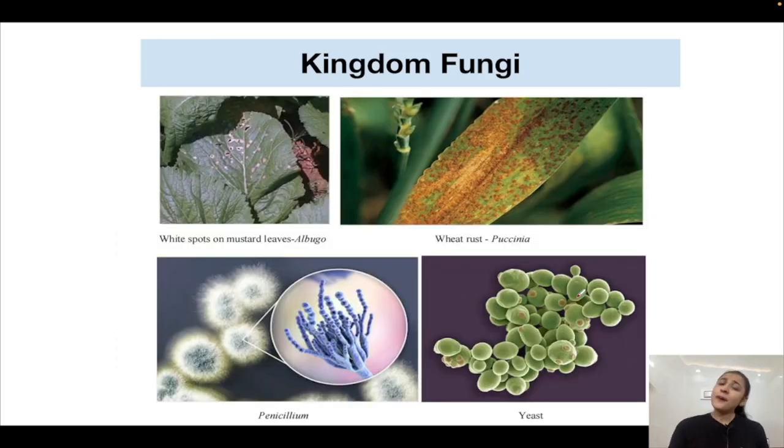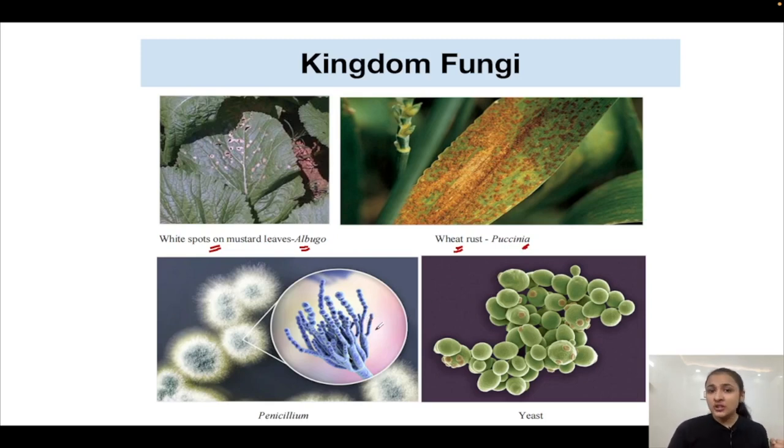Apart from this, fungi are also known to cause diseases in plants and animals. For example, white spots on mustard leaves are caused by Albugo. Albugo is the name of a parasitic fungus. This is an important example, do remember it. Wheat rust is a disease caused by Puccinia. Puccinia is also a fungus. As you can see in this image, on the leaves of the wheat plant, certain structures are present. These are fungal growths, and these symptoms are caused by Puccinia, the fungus. And white spots on mustard leaves are caused by Albugo.